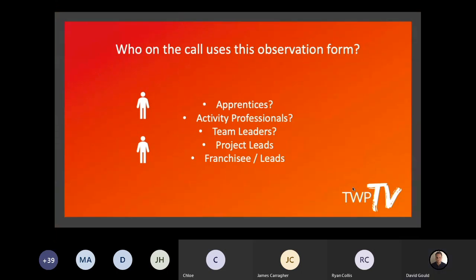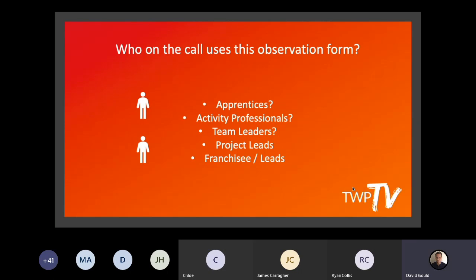Over to you guys. Who is on this call who uses the observation forms? So have we got any apprentices on the call? Either comment or open your mic up and say, yep, we have. Any apprentices? So if you're an apprentice, how do you use this observation form? Okay, I'm guessing there's no apprentices in the room.